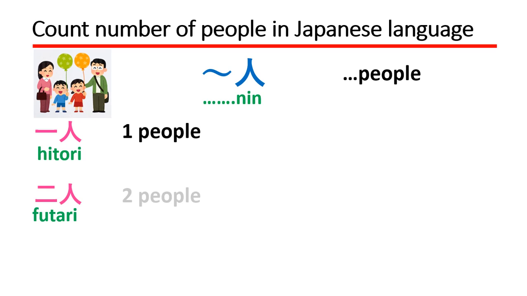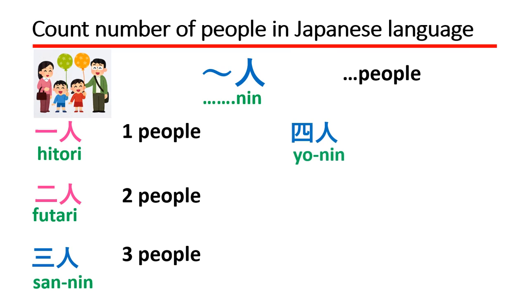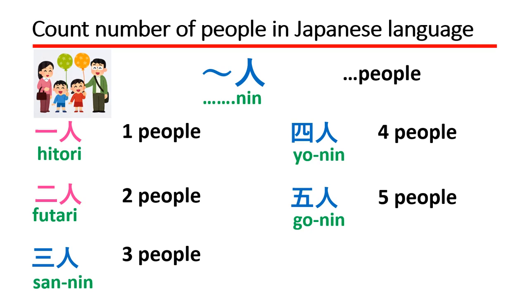Futari, two people. Sannin, three people. Yonin, four people. Gonin, five people. Rokunin, six people.